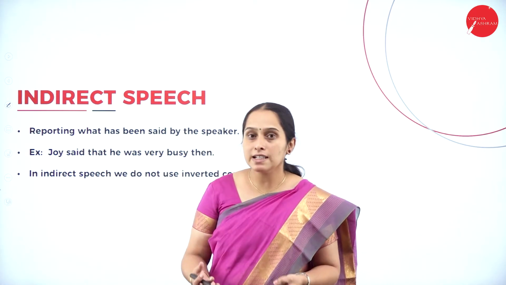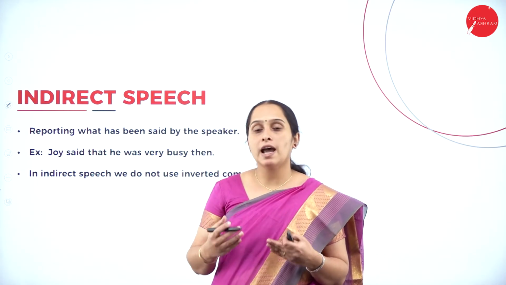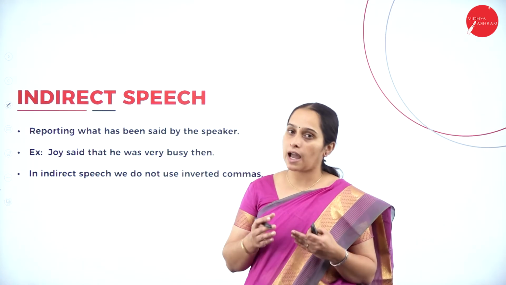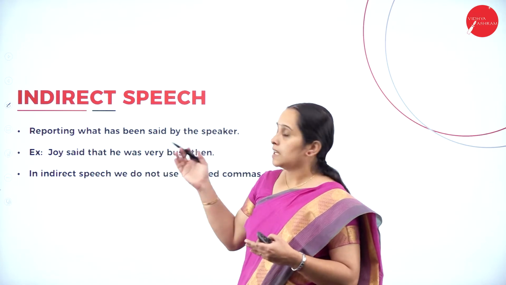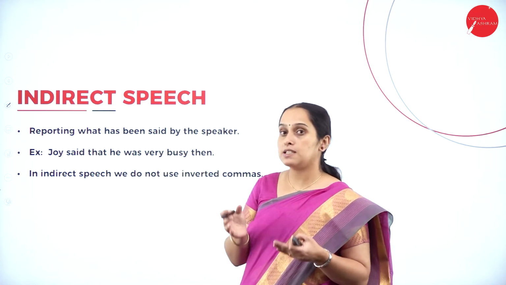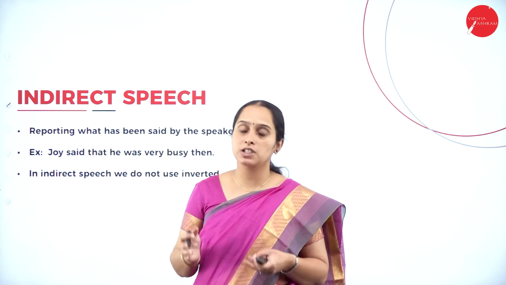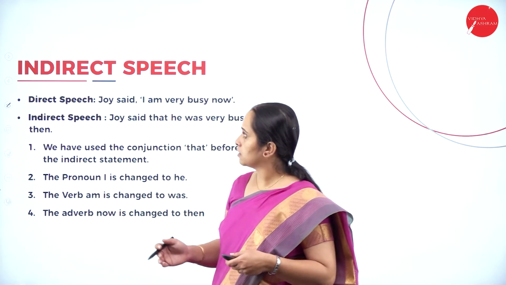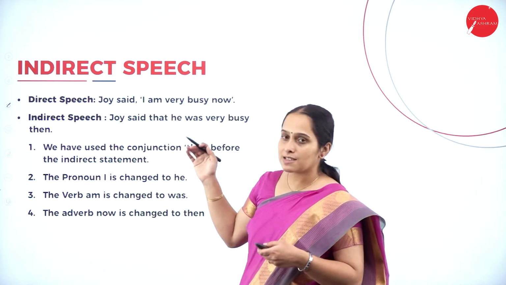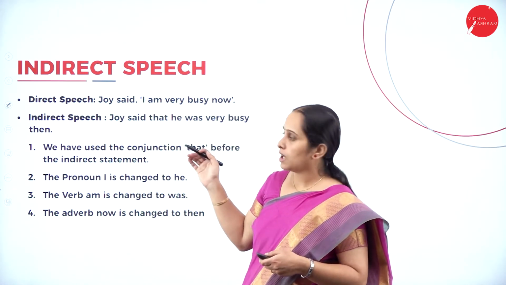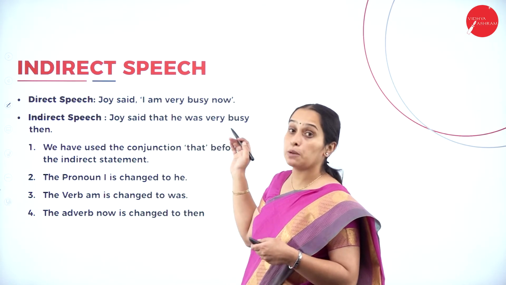Next is indirect speech. What do you mean by indirect speech? Reporting what has been said by the speaker is known as indirect speech. For example, Joy said that he was very busy then. In indirect speech, we will not use the inverted commas. Here are some examples. Direct speech: Joy said, "I am very busy now." Indirect speech: Joy said that he was very busy then.